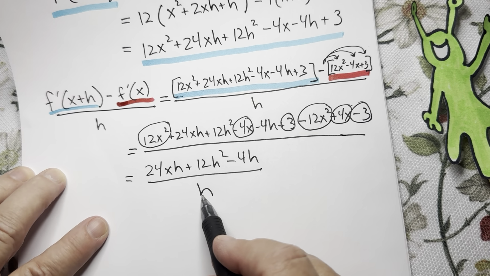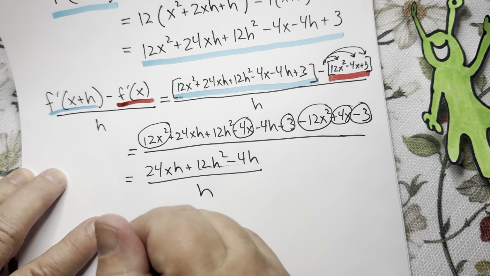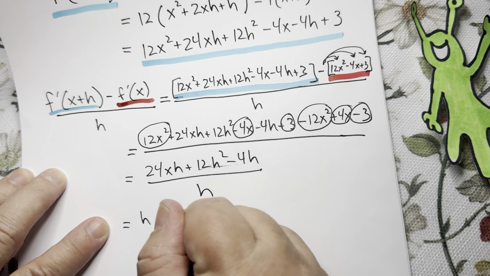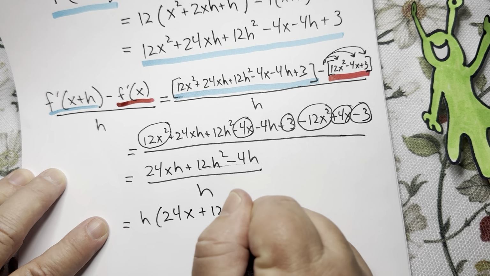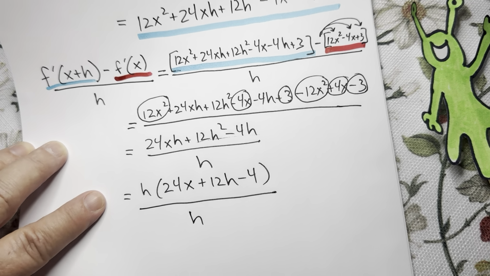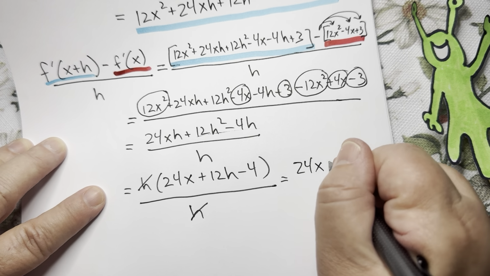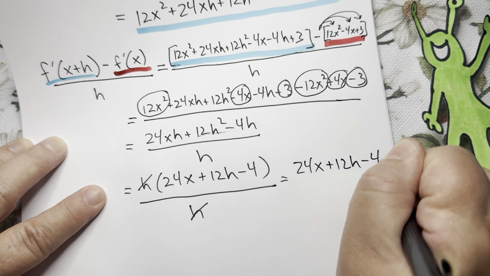Now, remember, I want to cancel h. I see h in all of them, so I'm going to factor it out. I get 24x plus 12h minus 4 all over h. Cancel the h's, and I get 24x plus 12h minus 4.